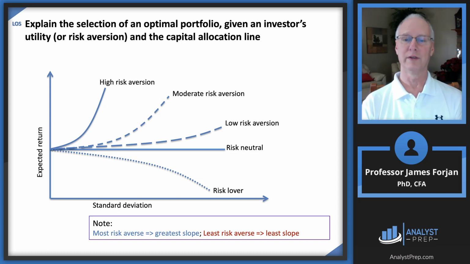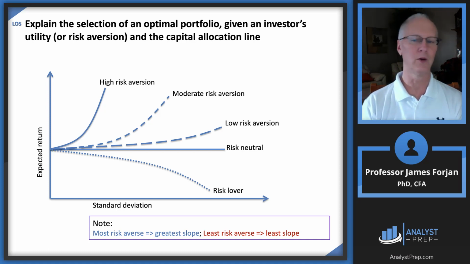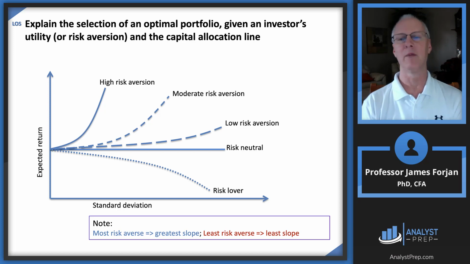A risk neutral investor, notice that's a horizontal line. That's parallel to the horizontal axis. What that risk neutral investor says is that, look, I want my expected return, whatever that is, let's say 10%. I don't care how much risk I have to take. I can take 5% risk or 10% or 20% risk. I don't care as long as I get my expected return.